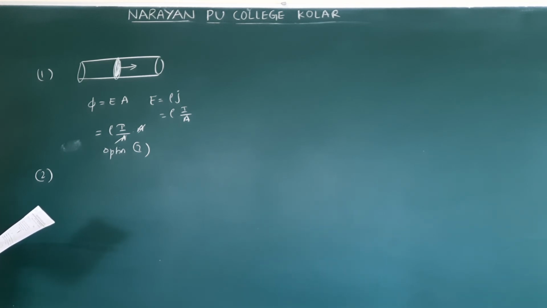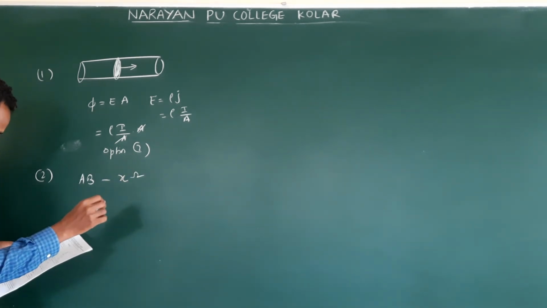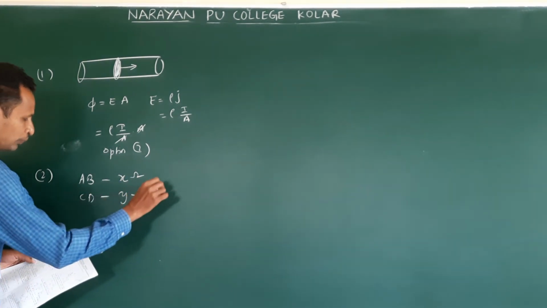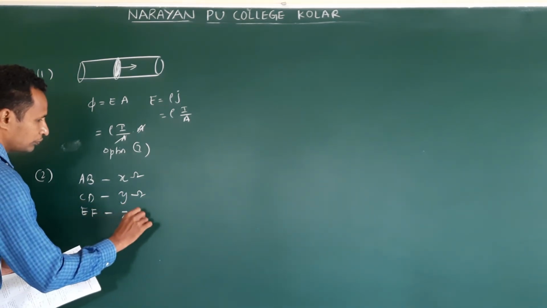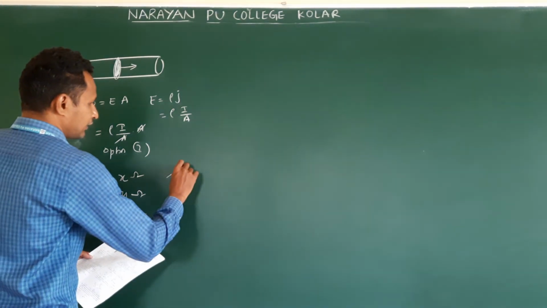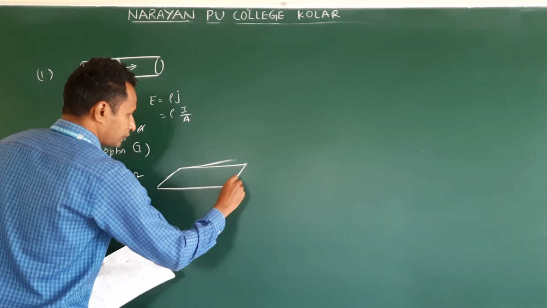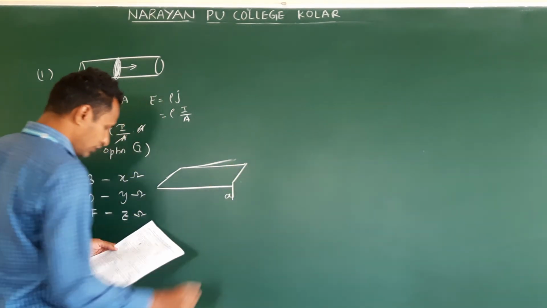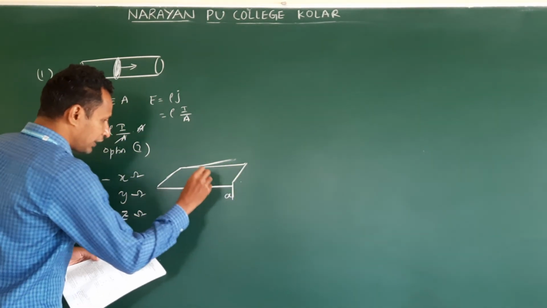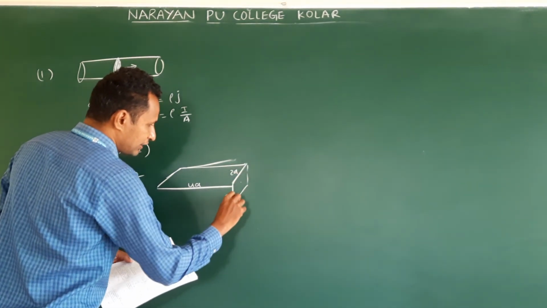Next, second question. In a conductor with a rectangular cross section as shown, with dimensions A into 2A into 4A shown in the figure, the resistance along AB is X, along CD is Y, and along EF is Z. They given a figure like this. So this length is A, this length is 4A, and this length is 2A. To understand, I have drawn it like this.